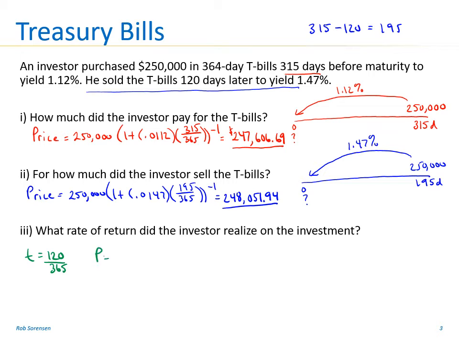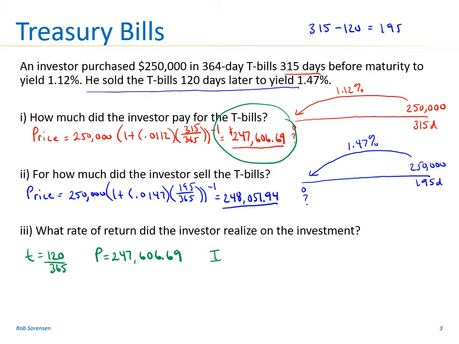They had originally paid, now I'll go back and get that 247,000. That's what the person originally paid, wasn't it? Up here when they bought it. And they sold it later, right, for 248,000. So it looks like they made $450 somewhere in there. Let's work that out exactly.